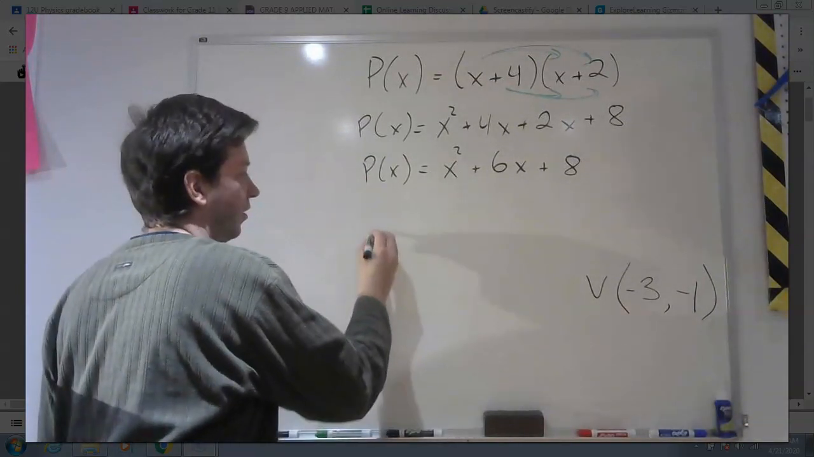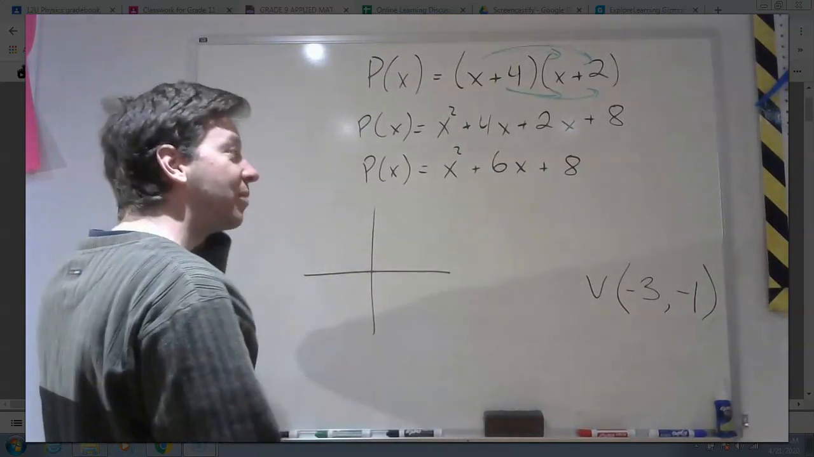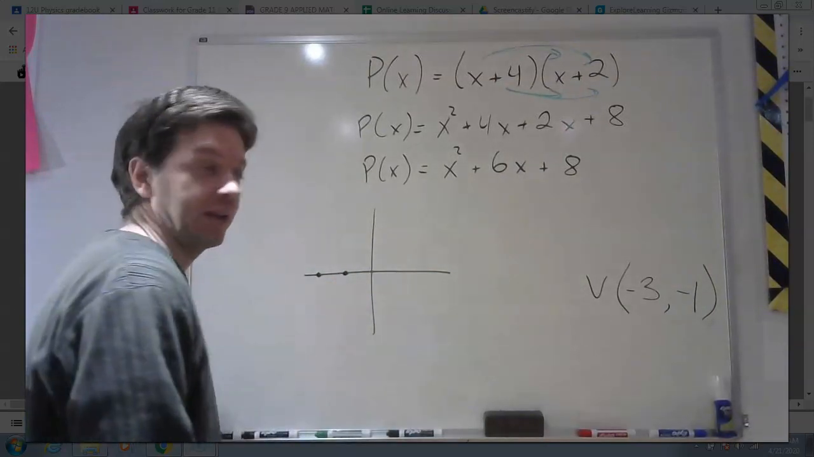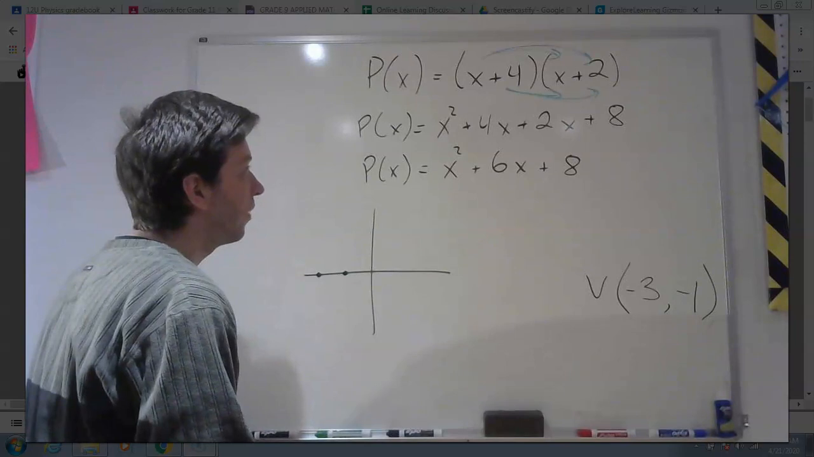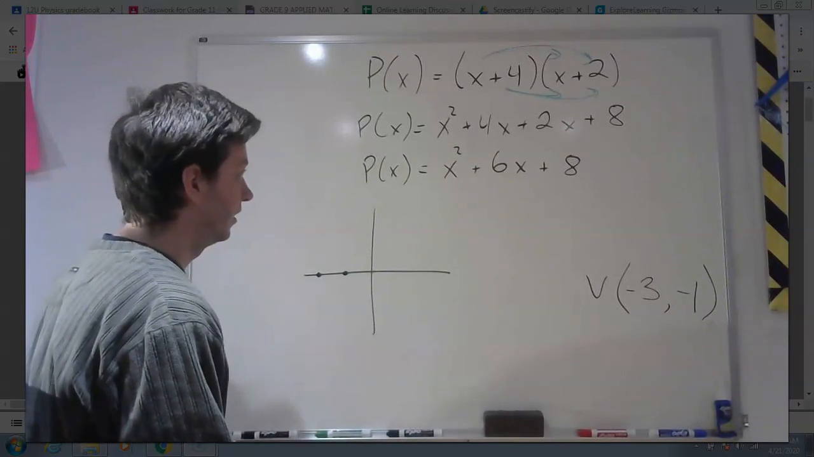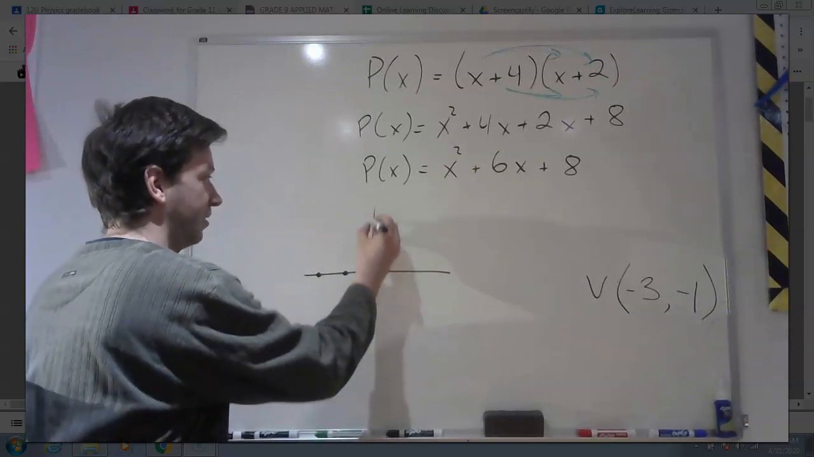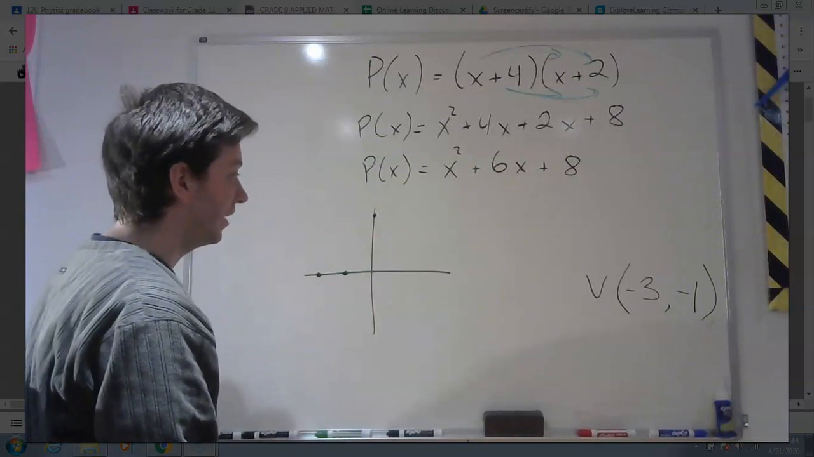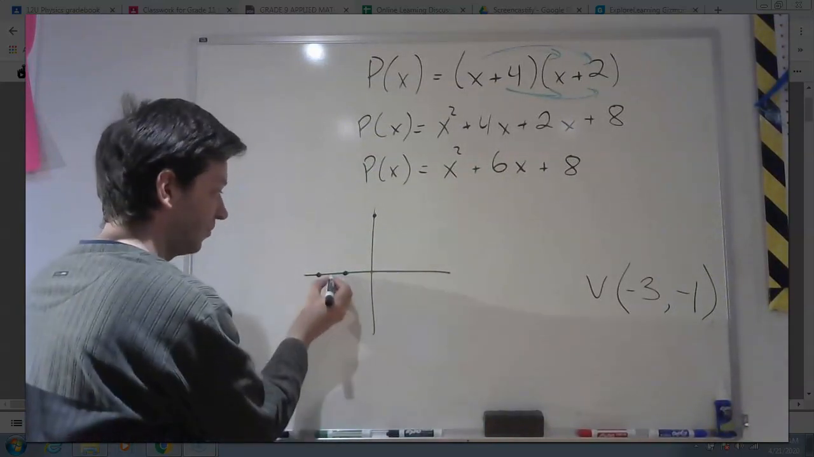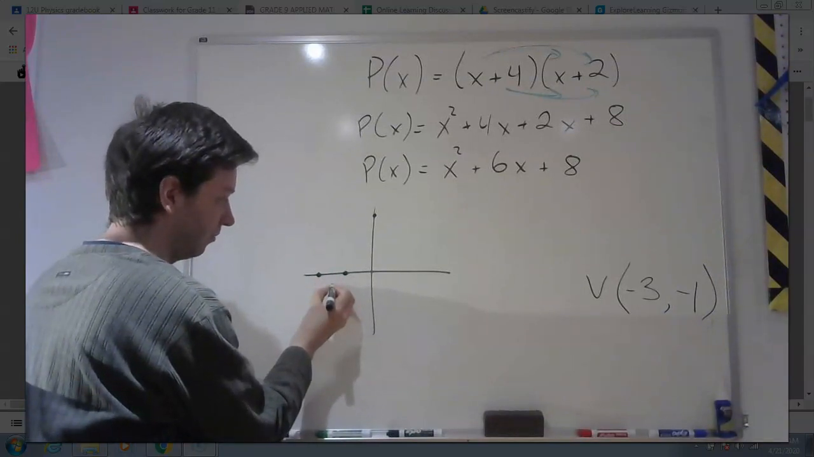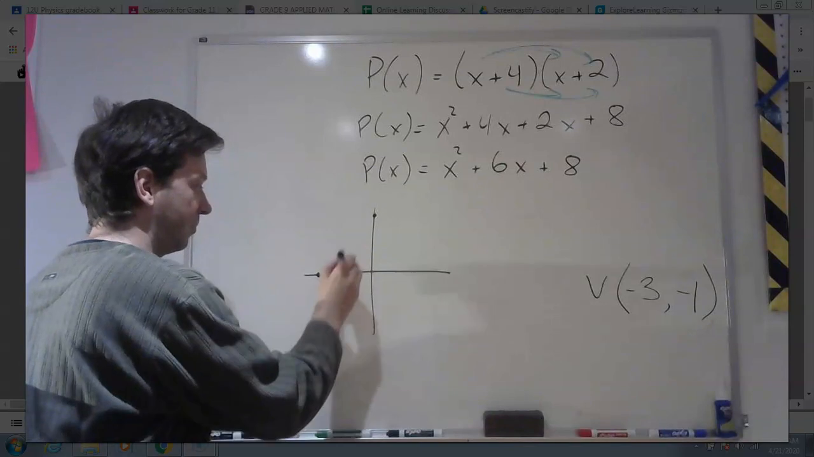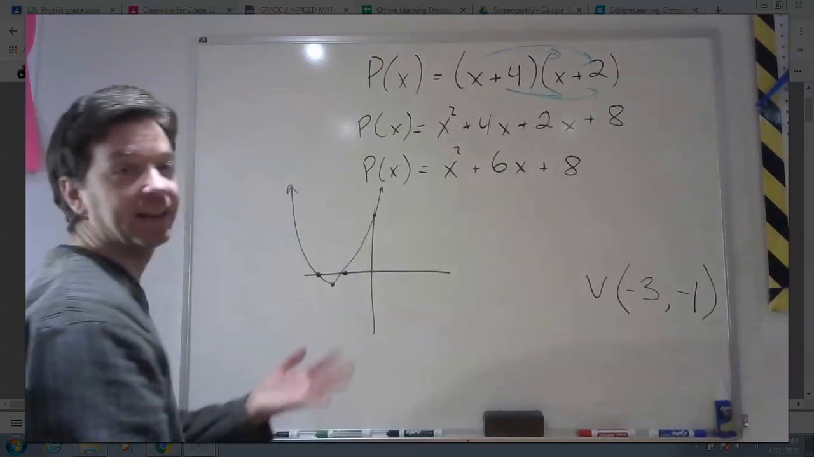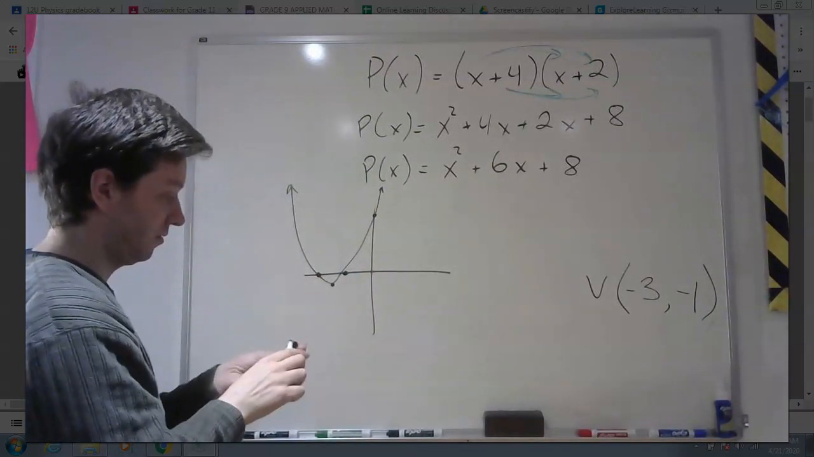Now sketching it, we have some points. If you remember our zeros, we have -4 and -2. We know it opens up. We had a y-intercept of 8. So the y-intercept was somewhere up here. There's 8. And we know that the vertex was right in between here at -1. So it opens up like this. Do the same on the other side, and there's your sketch.